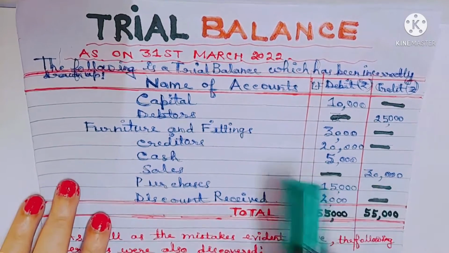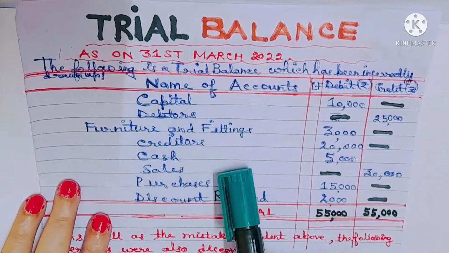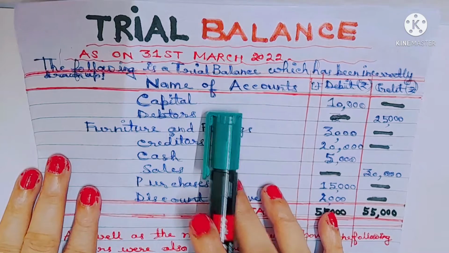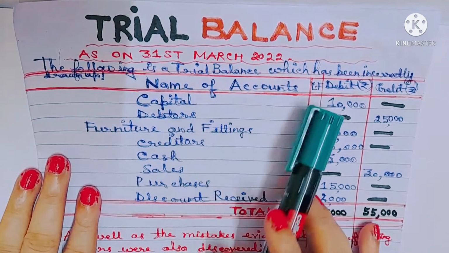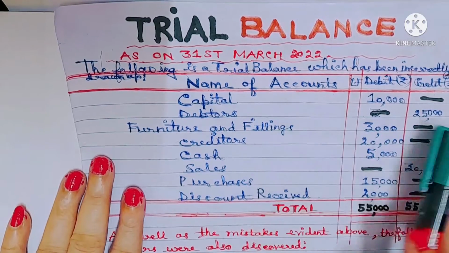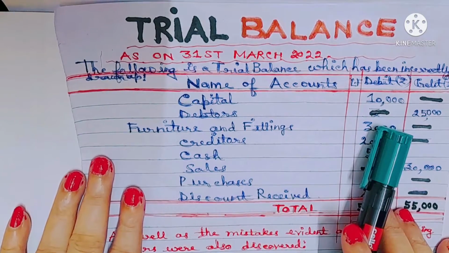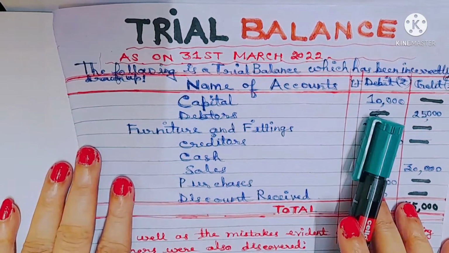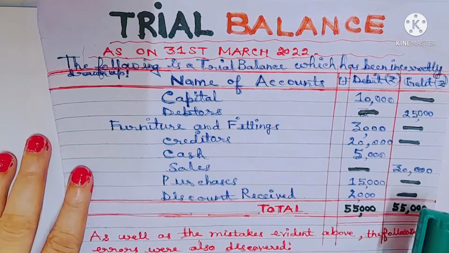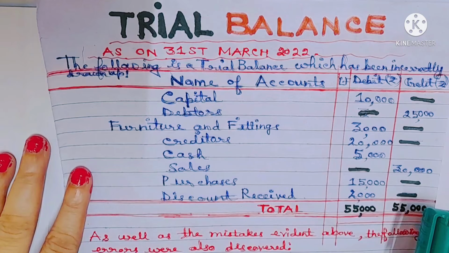But the accounts must have been posted wrongly. Maybe some accounts which should have been debited have been credited, or some accounts which should have been credited have been debited. So let's go through the adjustments also, because there are adjustments. They must have omitted those adjustments or additional information.